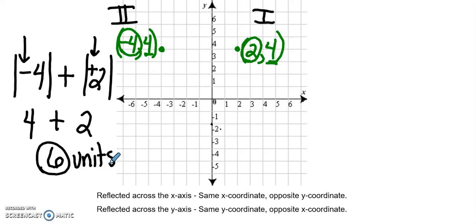Now let's count it. I like to call it the leapfrog method. If I would leap from starting at 2, 4, I would want to count 1, 2, 3, 4, 5, 6 units apart. Using absolute value to find the distance between 2 points is a great way to find the distance without actually graphing the points. I call the little leapfrog method jumping from one point to another and counting, and there's a lot of mistakes that can happen when that occurs.